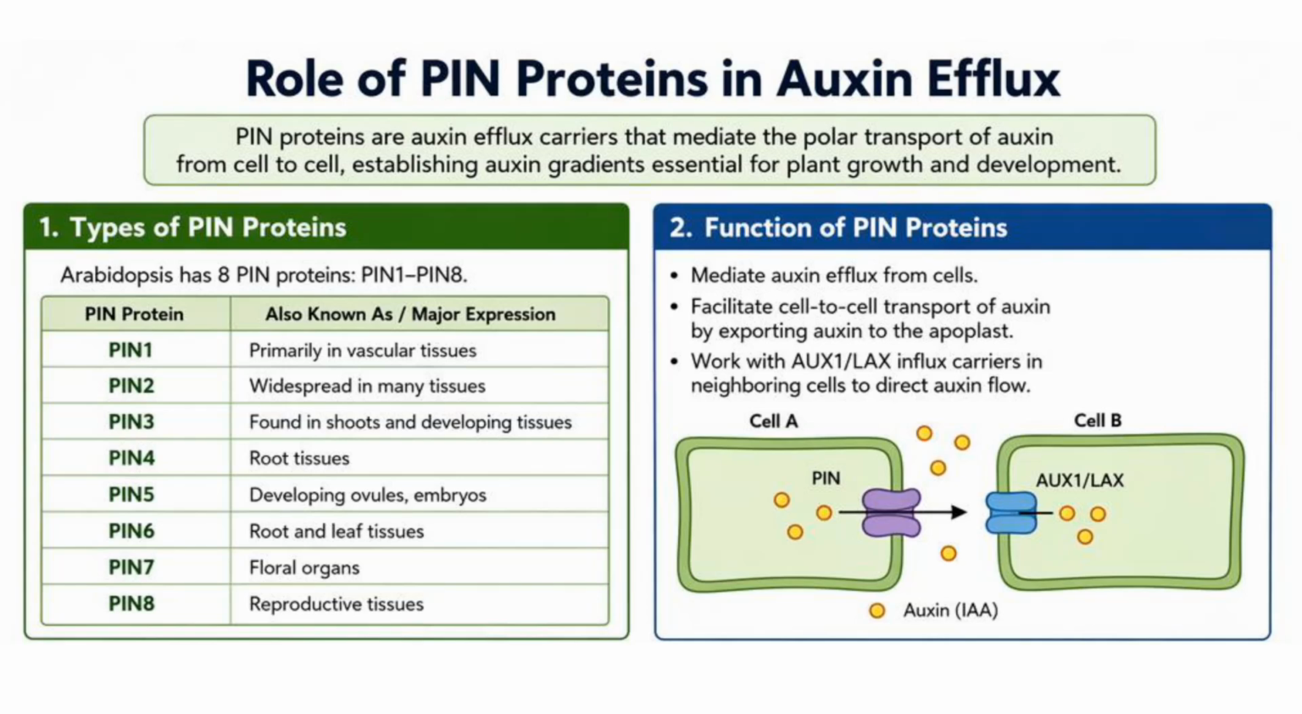Three key functional points to remember. PIN proteins mediate auxin efflux. They pump auxin out of the cell. They facilitate cell-to-cell transport by exporting auxin to the apoplast, where it is picked up by the next cell. They work cooperatively with AUX1/LAX influx carriers in neighboring cells to create a directional vector. Think of PIN proteins as the paddle in a game of ping pong. They knock auxin in a specific direction. Without them, auxin would randomly diffuse, and all the spatial patterning we discussed would be lost.